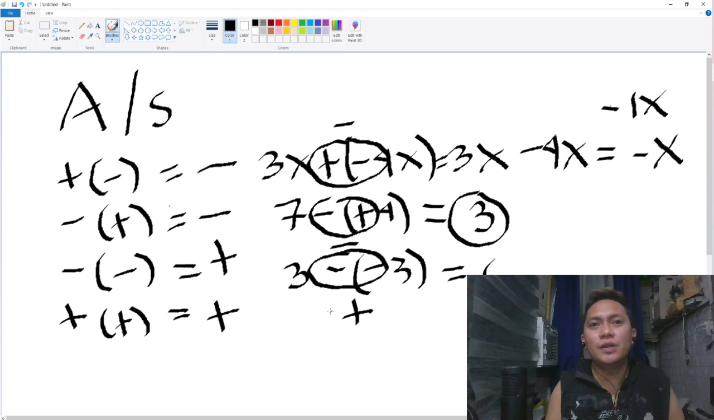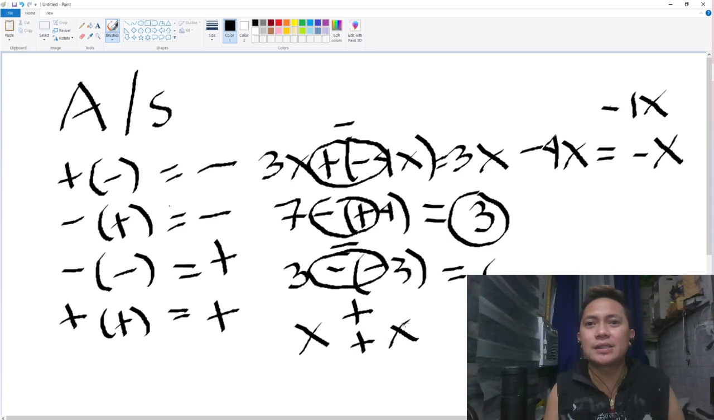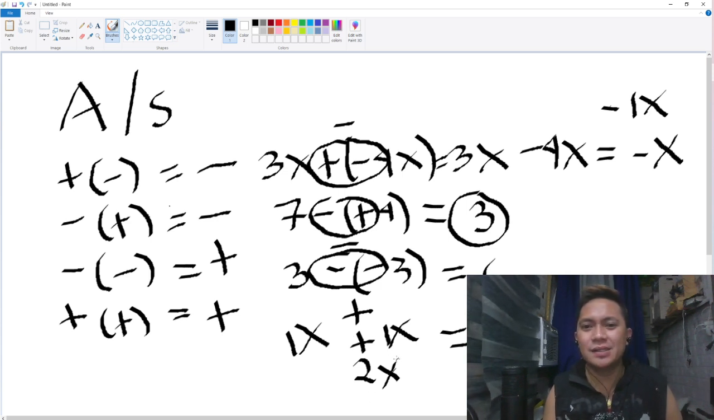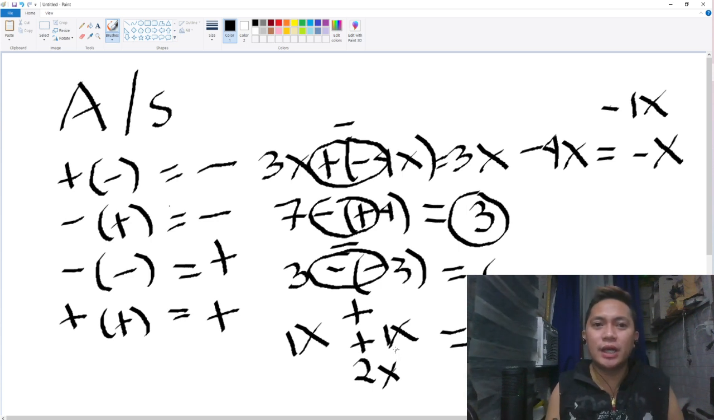Okay, so the other one is both positive. How about the variable x plus x? Madaming nalilito dito. Okay, so the answer here is 2x. Bakit po siya naging 2x? Because we have the value of 1 here and the value of 1 here also. 1 plus 1, that is 2. Copy the variable x. So it will become 2x. Okay, so ganyan po tayo mag-equate ng equation.